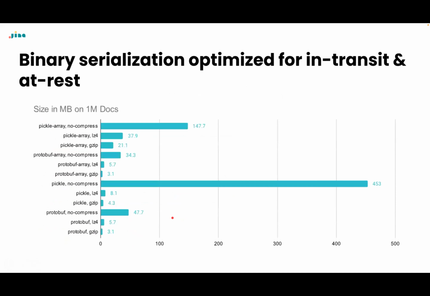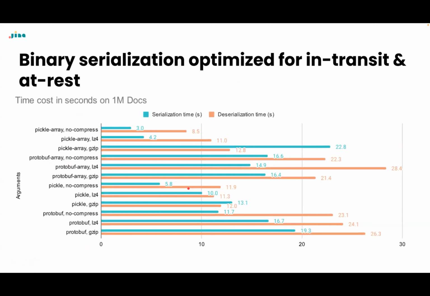Here is a benchmark over 1 million documents using different binary serialization algorithms. You can see we have protobuf, and also pickle, which is unsafe but very easy to use, with different compression algorithms. There is also a benchmark of the deserialization time. Of course, the smaller the better.